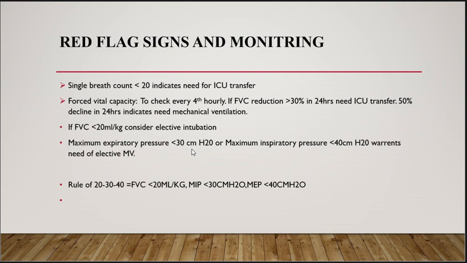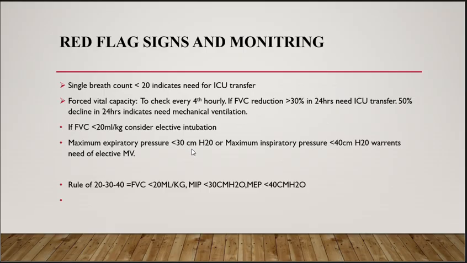The red flag signs to be monitored in the ICU, or whenever we are looking at a GBS case, are the signs and symptoms that indicate the need for ICU transfer. A drop in single breath count to less than 20 indicates ICU transfer. Forced vital capacity should be checked every fourth hour. If the reduction in FVC is more than 30% in 24 hours, ICU transfer is needed.